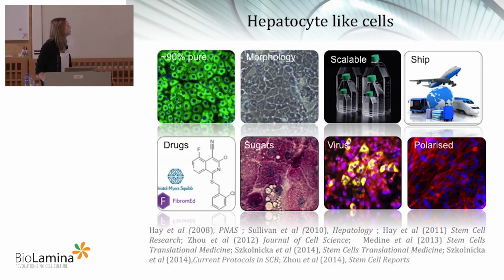The hepatocytes that we produce in our lab are 90% pure, so they're pretty homogeneous, and they have nice morphology. They look quite similar to primary hepatocytes. They're also scalable. We can grow them in loads of different formats, and they're shippable. I believe some have arrived here this week. We can also use them to test various different drugs. They contain sugars and can be transfected with viruses, and these cells are also polarized.